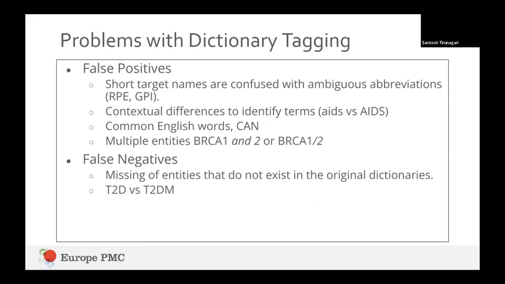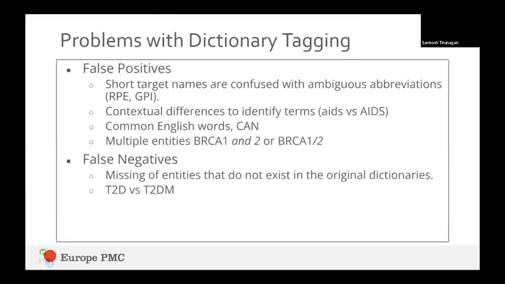And then with dictionaries, we also fail to understand compound entities. For example, BRCA1 and 2: we could only detect BRCA1 with dictionaries, but we would miss the "and 2". So we would miss BRCA1 and BRCA2, or BRCA1/BRCA2.